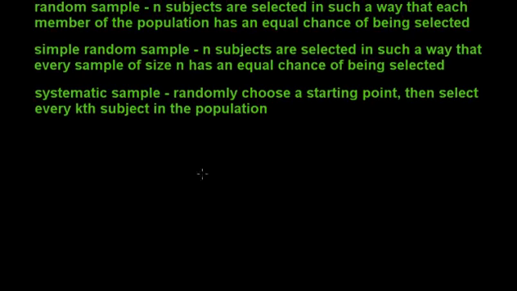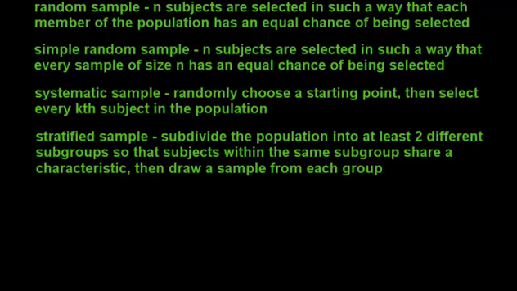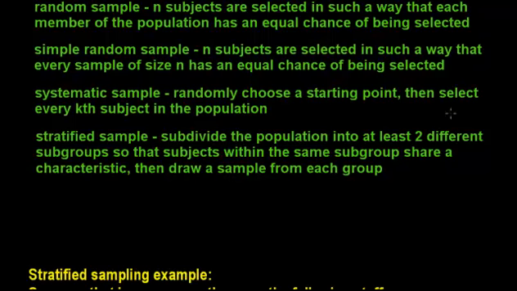Okay, let's look at the definition of the next type of sampling. Stratified. In a stratified sample, we subdivide the population into at least 2 different subgroups so that subjects within the same subgroup share characteristics. So maybe males and females, something like that. Then we draw a sample from each group. Let's look at an example of that.